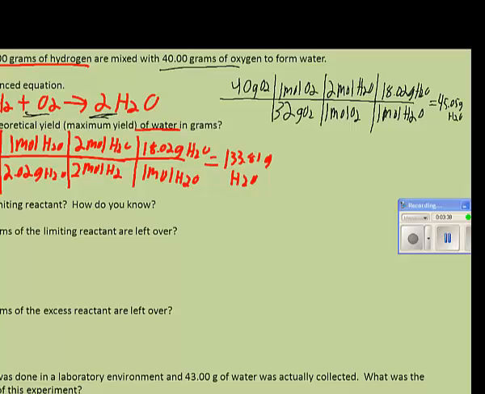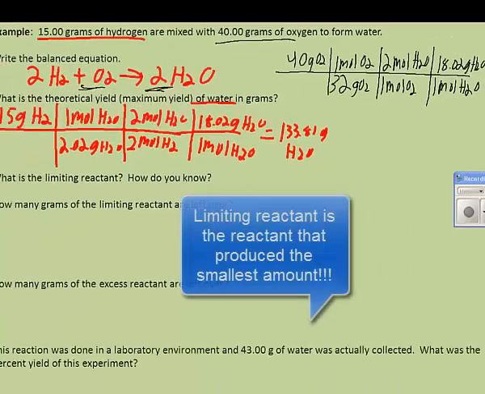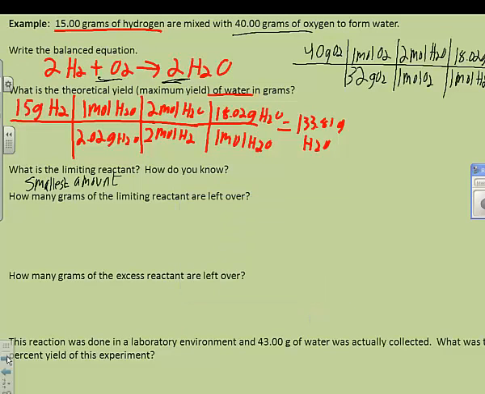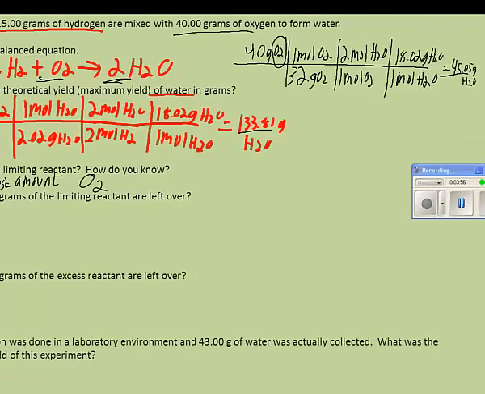So now, what is the limiting reactant? Remember, it's going to be the smallest amount. So we got 133.81 from the hydrogen and 45.05 from the oxygen. So oxygen, because it made the smallest amount, is going to be our limiting reactant.